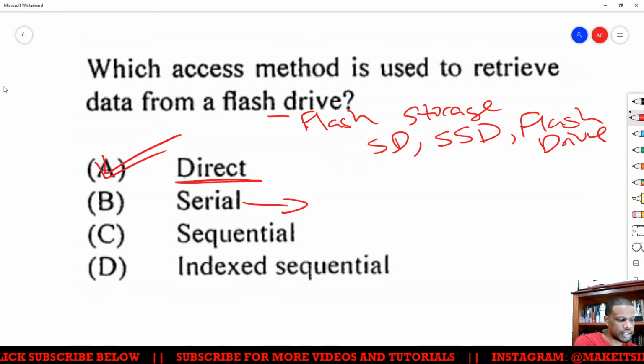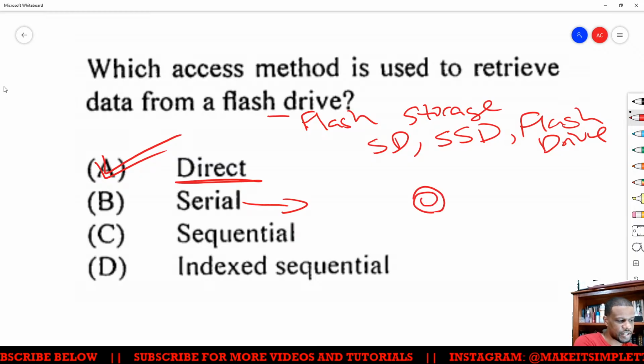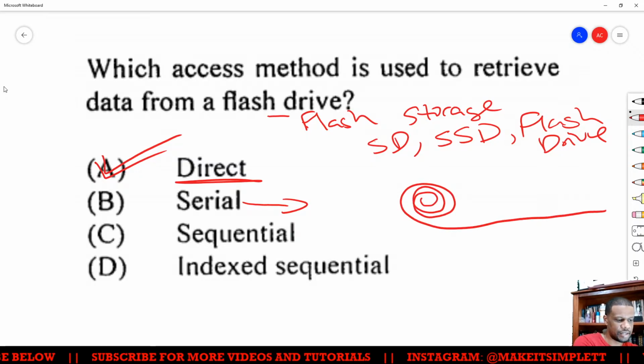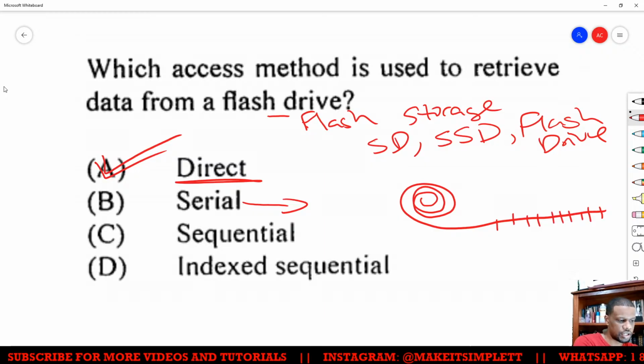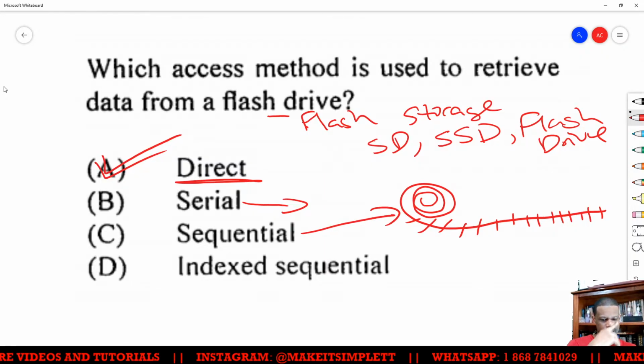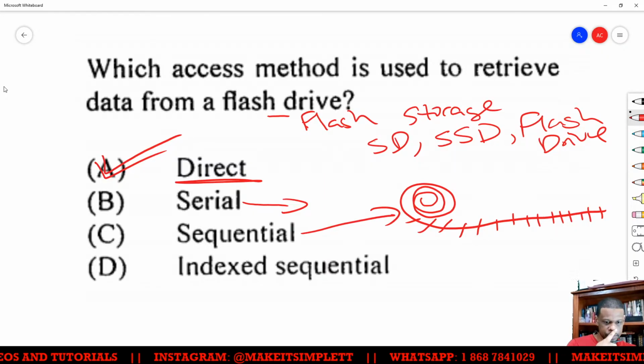Serial, however, will be things like magnetic tape, because magnetic tape is kind of rolled up like a thing of masking tape, and you have to go through location 1, 2, 3, 4, 5, 6, 7, each location individually before you get to where you want to. And serial and sequential, they both have that kind of rolled up masking tape vibe. If it's not tape drive, it's direct.